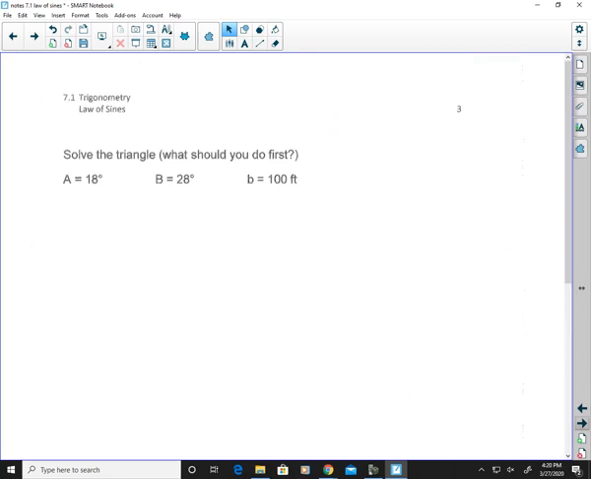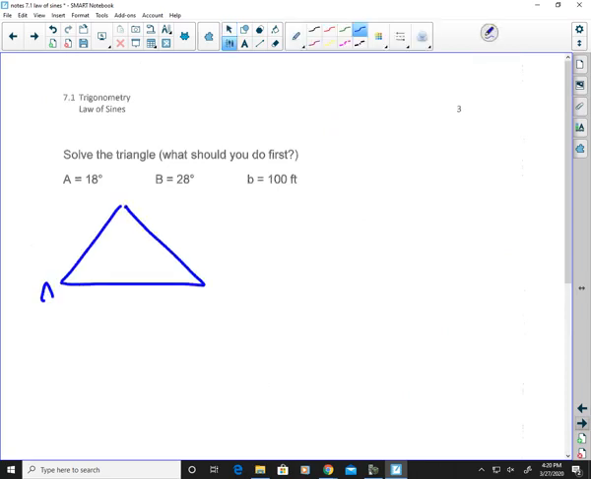First thing I always do is draw my triangle. I don't need it to be to scale, I just need a drawing. So I've got A, B, and C. I know angle B is 28 degrees. Angle A is 18 degrees. Side B is 100 feet.